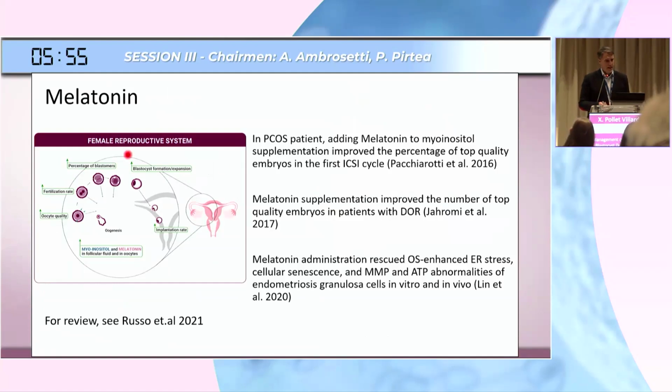Melatonin, an antioxidant. In PCOS patients, adding melatonin to myo-inositol supplementation improved the percentage of top-quality embryos in the first ICSI cycle in a study from Pacchiarotti. And also, melatonin supplementation improved the number of top-quality embryos in patients with a diminished ovarian reserve.